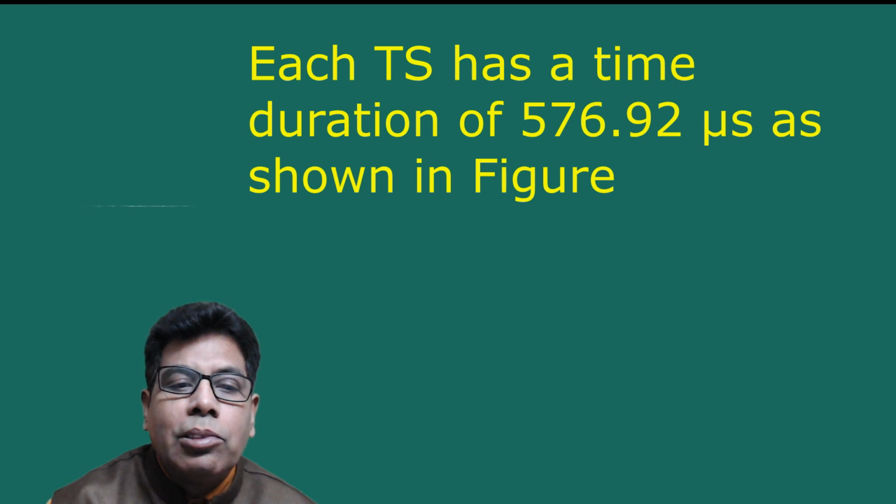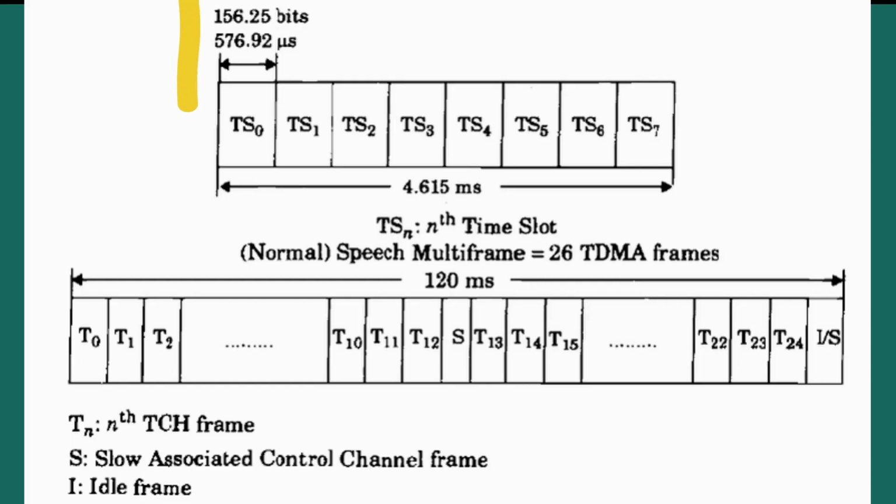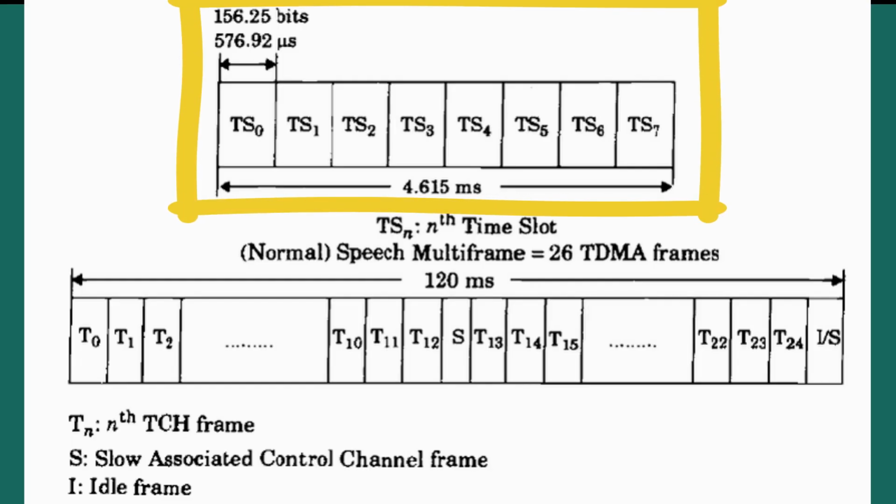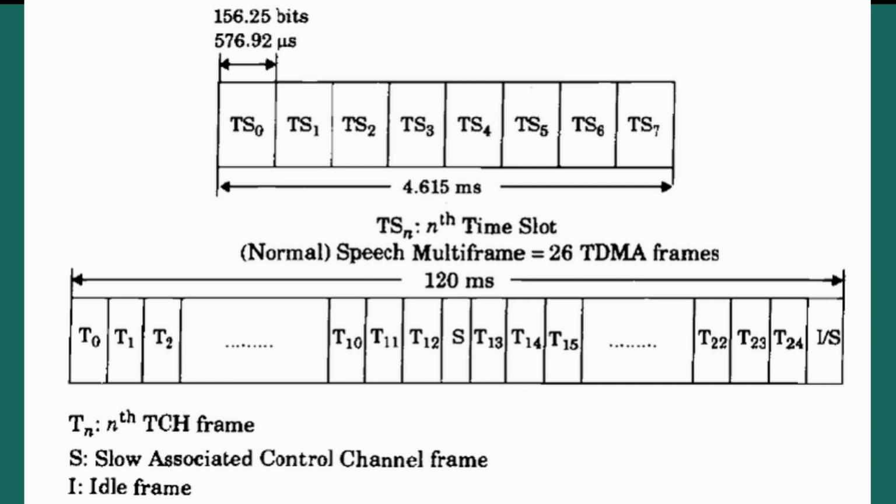Each time slot has a time duration of 576.92 microseconds as shown in the figure, and a single GSM TDM frame spans 4.615 milliseconds, that is 576.92 multiplied by 8. Then here you can see the normal speech multi-frame is equal to 26 TDMA frames. So the frames are arranged T0 to T24, and then we have the idle frame, and the slow associated control channel frame.